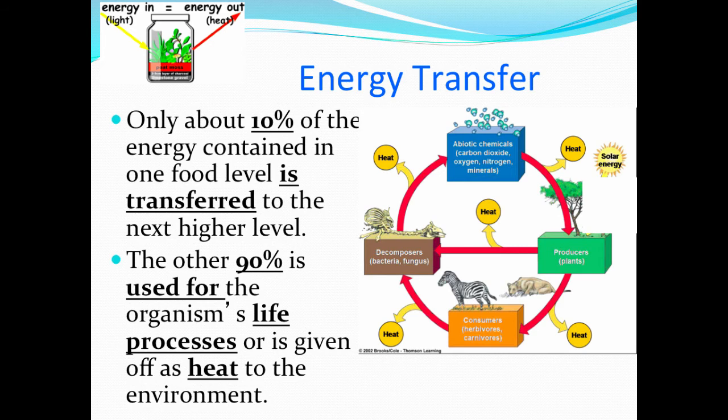Now let's pretend that lion is going to eat that zebra. So now that lion gets 10% of 10%. And then if something was going to come along and eat that lion, it would get 10% of 10% of 10%. So you can see how it can greatly reduce very quickly.